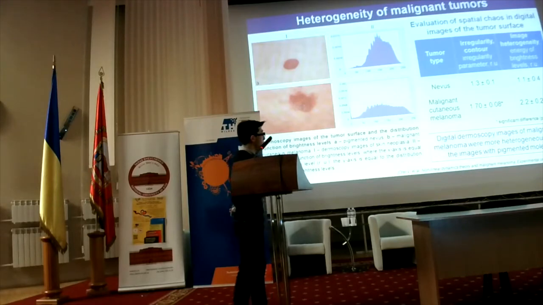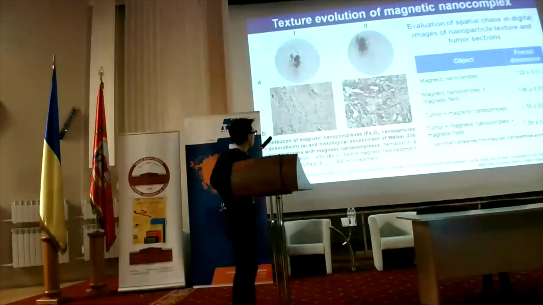What we have shown is that, based on the irregularity of the contour and the heterogeneity based on differences in energy of brightness levels, there were statistical differences between malignant and benign tumors, which mirrors the phenomenon that malignant tumors are more heterogeneous, as it is with their characteristics.